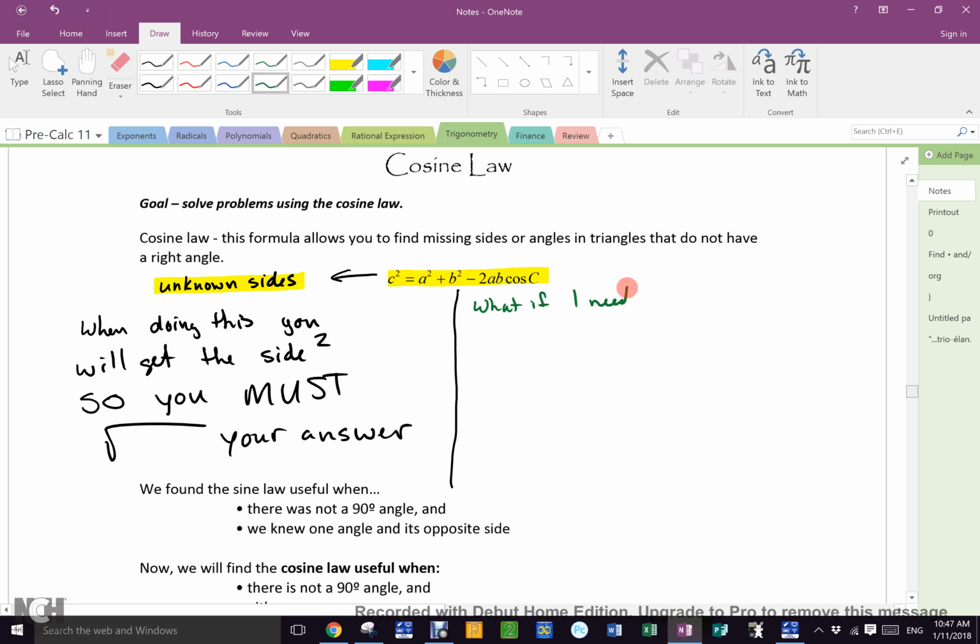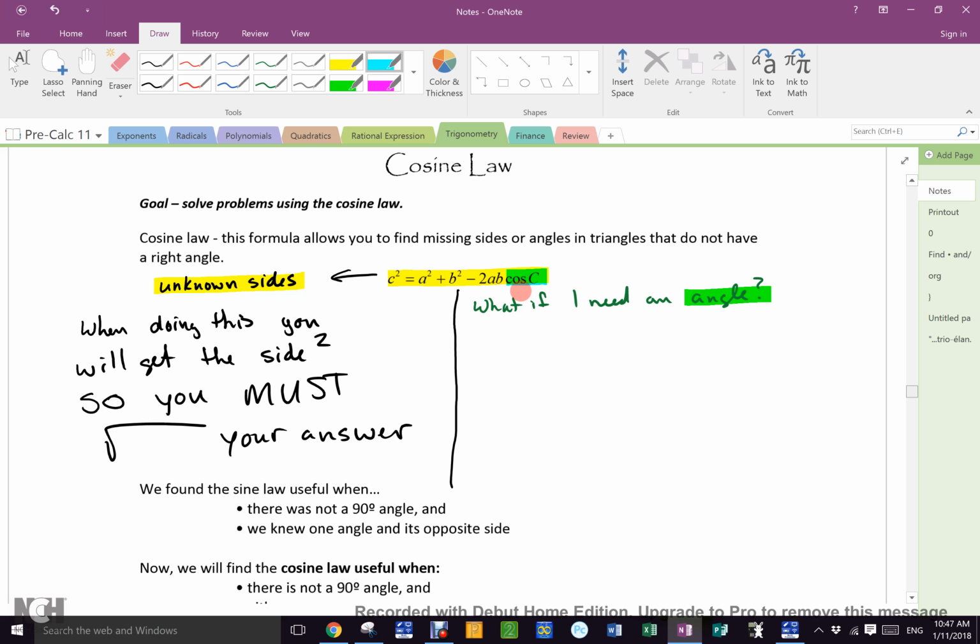What if I need an angle? Where do you see in that law a capital letter? Cos C, right? If I need an angle, which I'm going to highlight in green, I got to find it out from cos C, yes? So I need this equation not to equal c squared. What do I need it to equal? Cos C. And how do I make that happen?